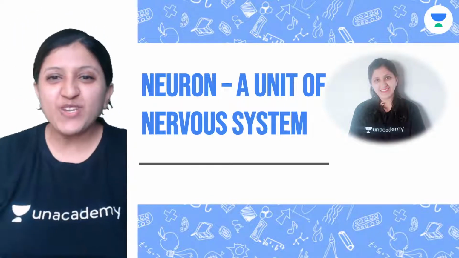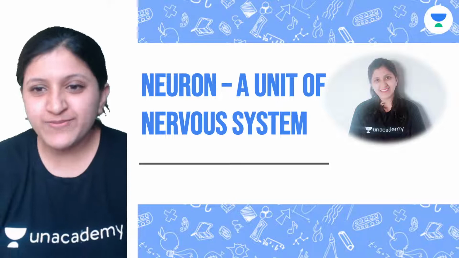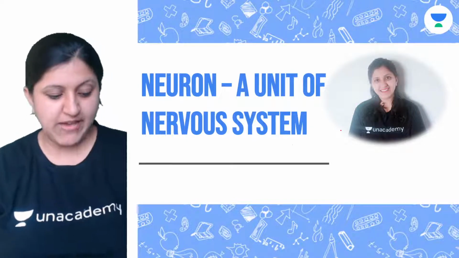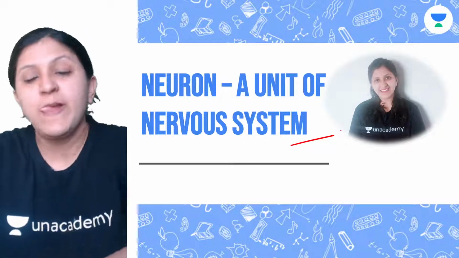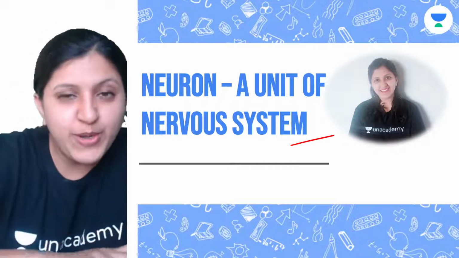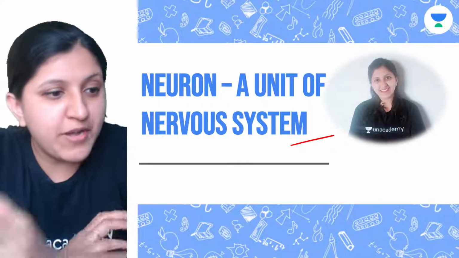So the topic for today is neuron, a unit of nervous system. So let's have a look at the structure of neuron. What exactly is the arrangement of this, the dendrite part?